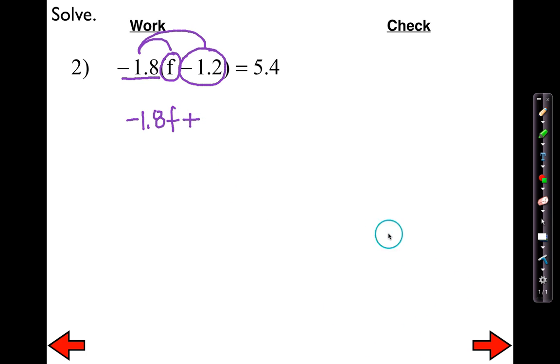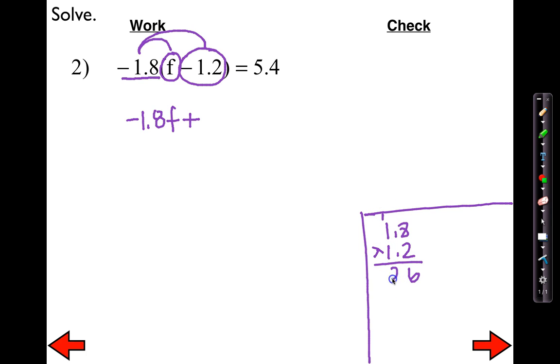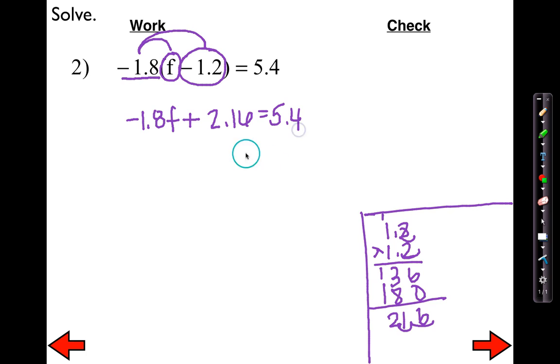Now, I do need to do some side work, so I'm going to put a little section here. I'm going to do 1.8 times 1.2. This is 16, carry the 1, that's 2 plus 1 is 3. 0, this is 8, this is 1, and now we're just going to add. We're going to move our decimal 2 places, so 1, 2, that's going to leave me with plus 2 and 16/100ths equals 5 and 4/10.